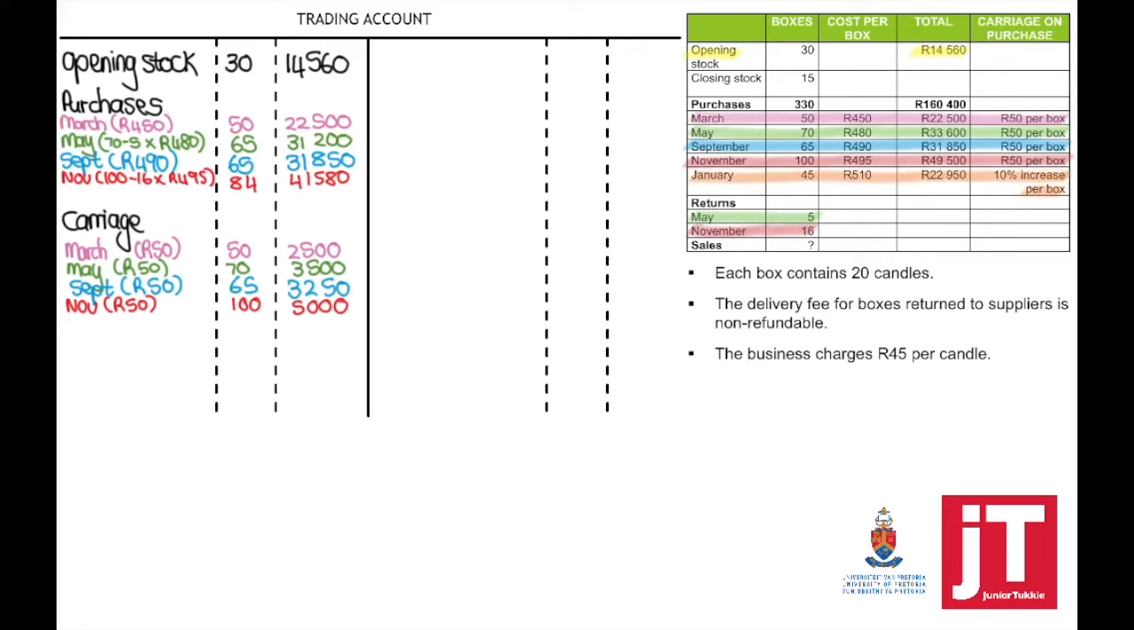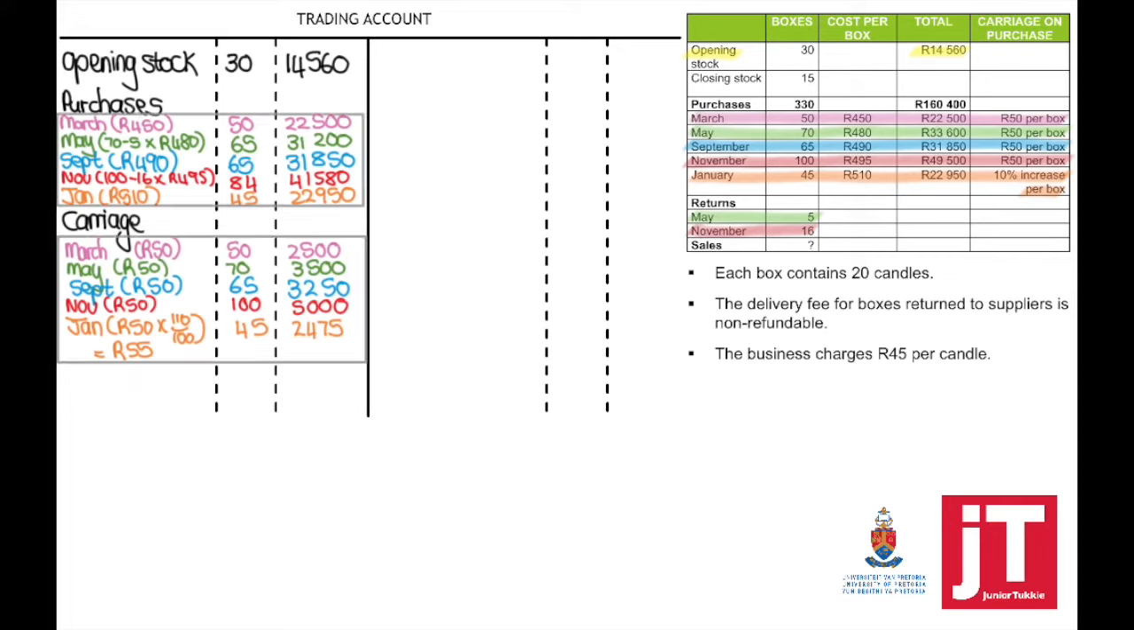If we look at January, there were no returns with regards to January, so the purchase is going to be 510 times 45, and the carriage is 10% increase per box. This means we need to take 50 per box times 110 divided by 100, so the new price is 55, and then we times it by 45. Now we can calculate the total net purchases and the total carriage. Take note, I do not add the units for the carriage, only for the purchases.